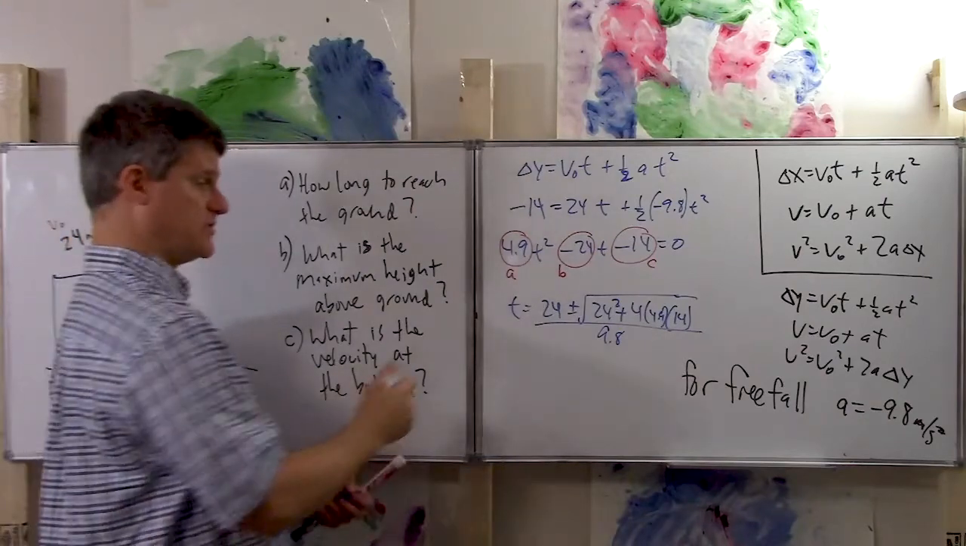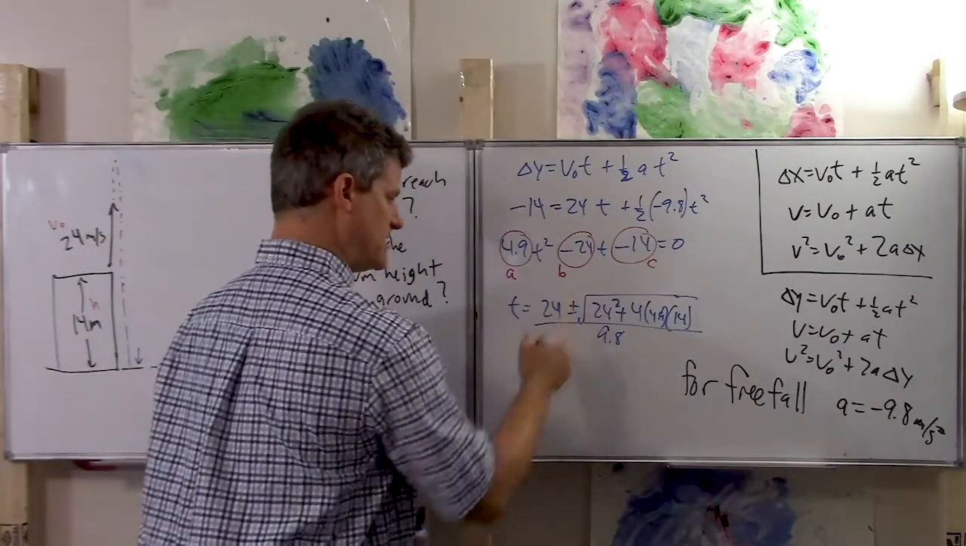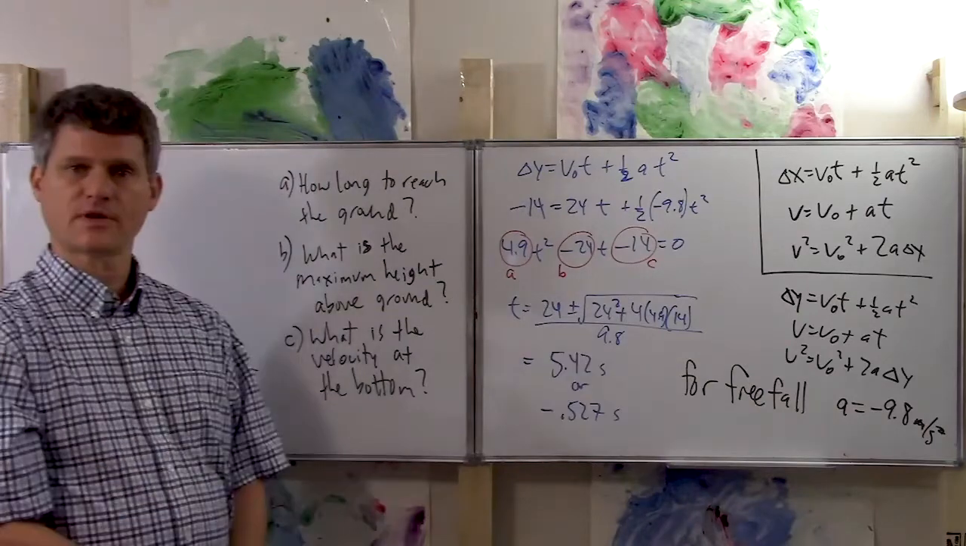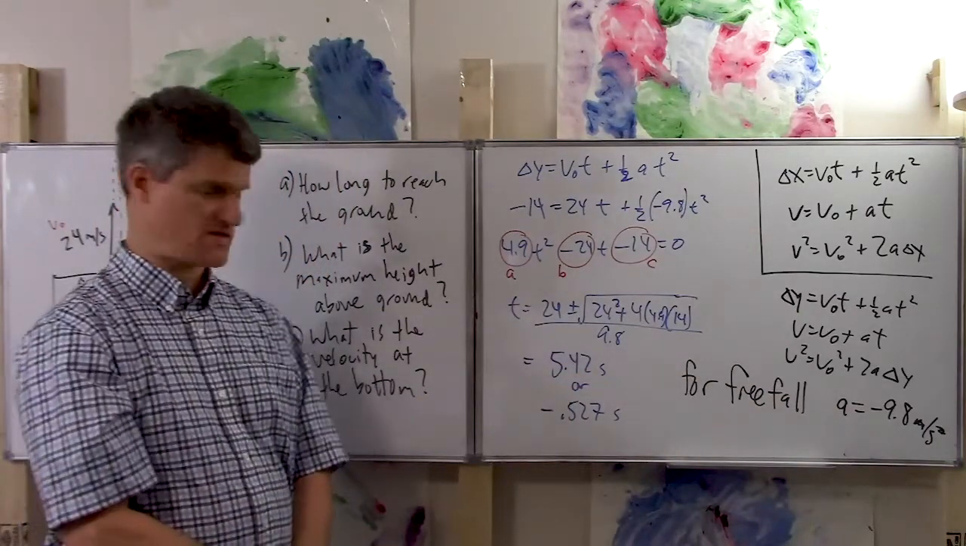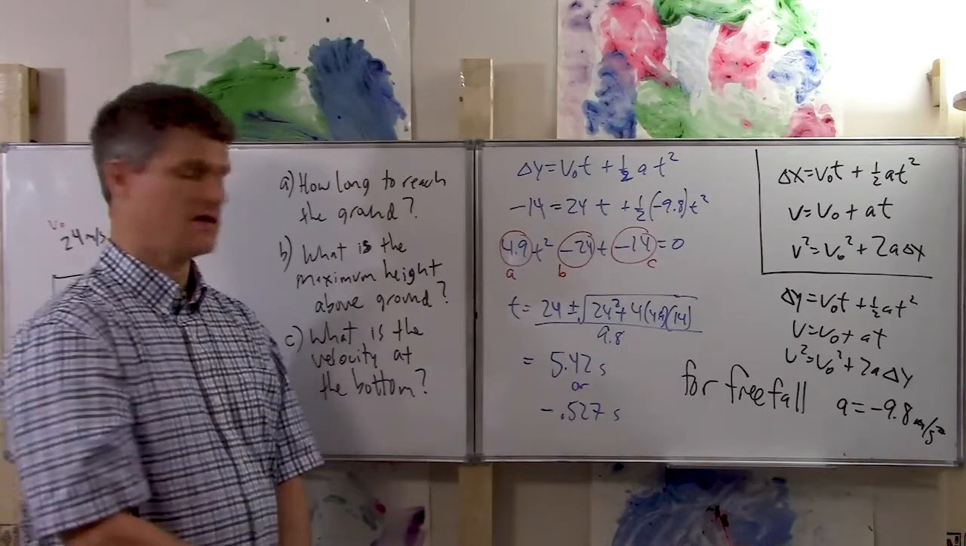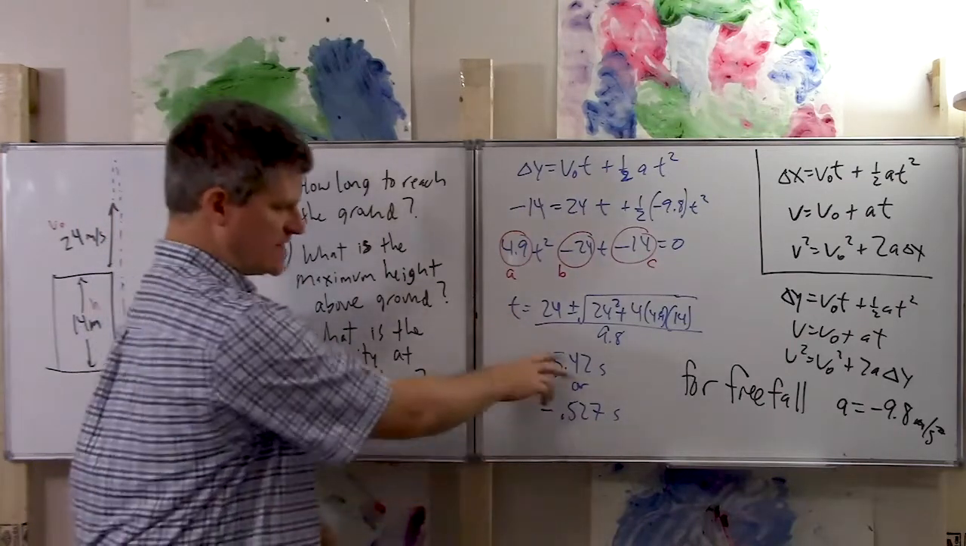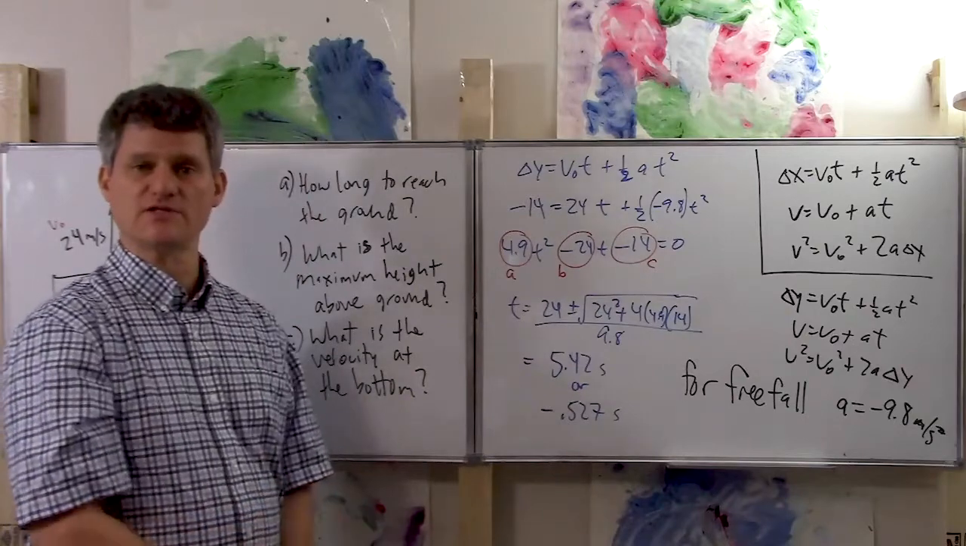So we have to calculate both cases with the positive sign and the minus sign and see what we get. So we get 5.42 seconds or negative 0.527 seconds. So which one do we pick? Generally, we pick the positive one. But let's look at each and see if there's a physical significance to each number.